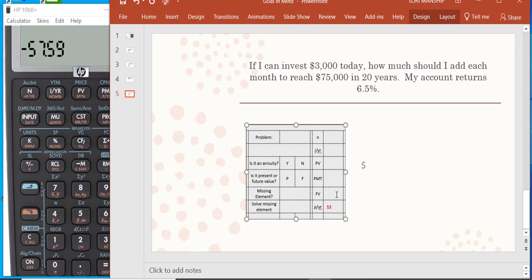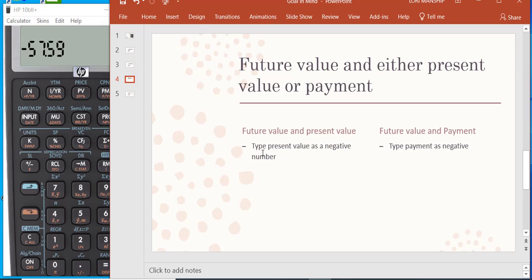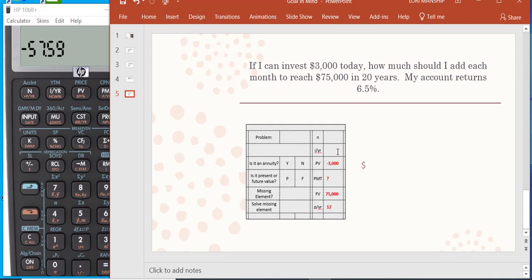Our future value is $75,000. Our payment is what we're looking for. Our present value, this is the number we have to put in as negative, and we're going to put a negative 3,000. Like I said on the previous slide, when we have both of those, the present value or the payment will be put in as negative. And our interest rate in this case is 6.5%. And we're doing this for 20 years, and we're doing it monthly. So 20 times 12 is 240.